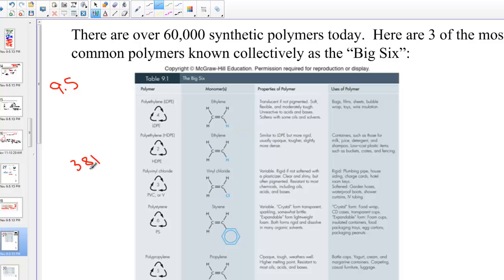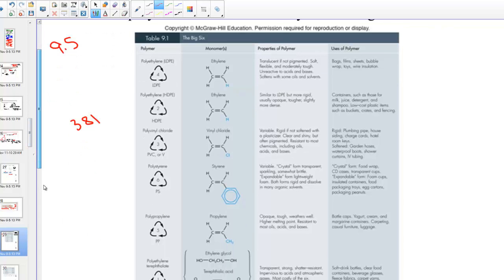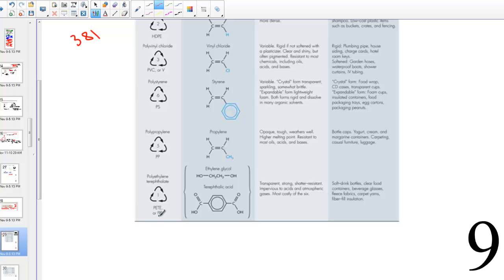We refer to these in table 9.1 as polyethylene, both in low and high density. We see polyvinyl chloride, PVC. We see polystyrene, polypropylene, and polyethylene terephthalate. Notice this terephthalate, the ph is silent. Terephthalate. And we're going to talk more about that in a moment.